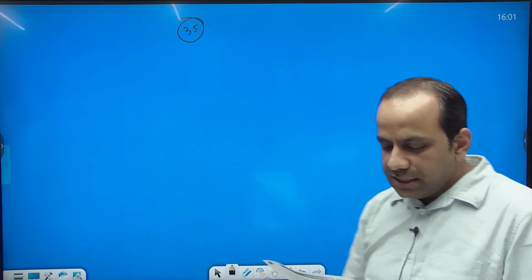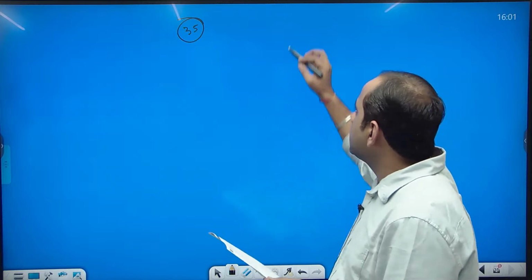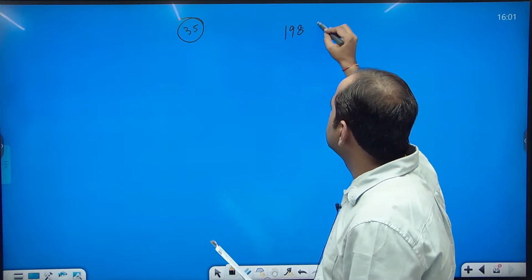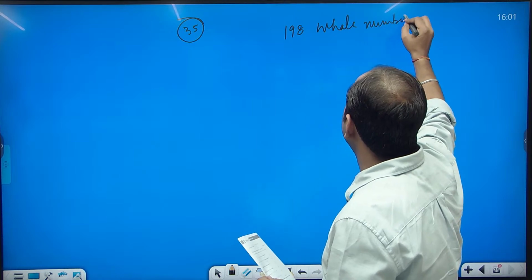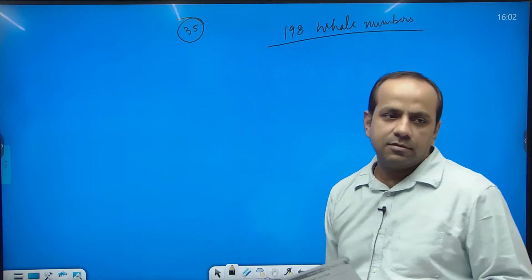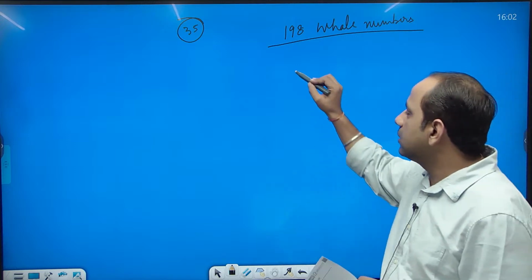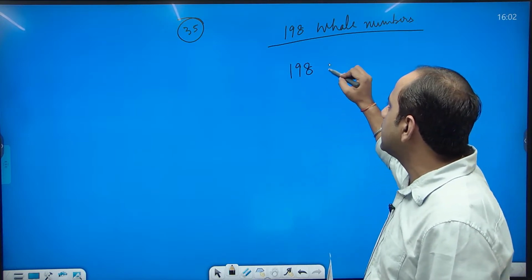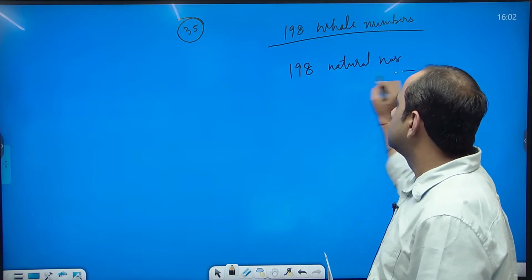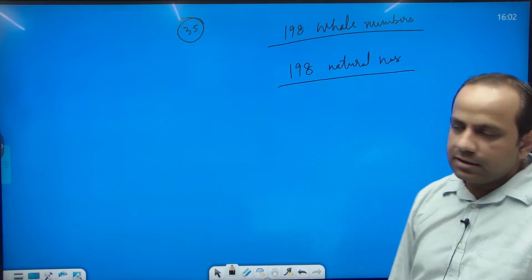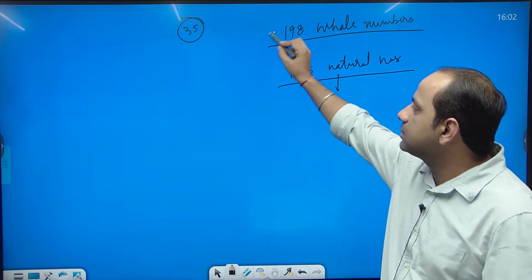See, the question is: unit digit of the sum of the first 198 whole numbers. You know what a whole number is? If the question were about 198 natural numbers, zero would not be included, right? In this case, what will be your answer?